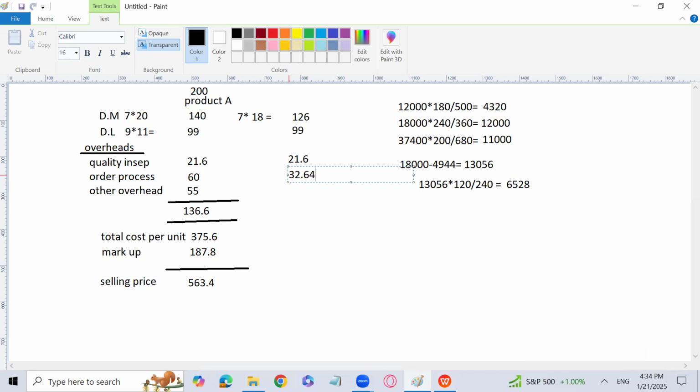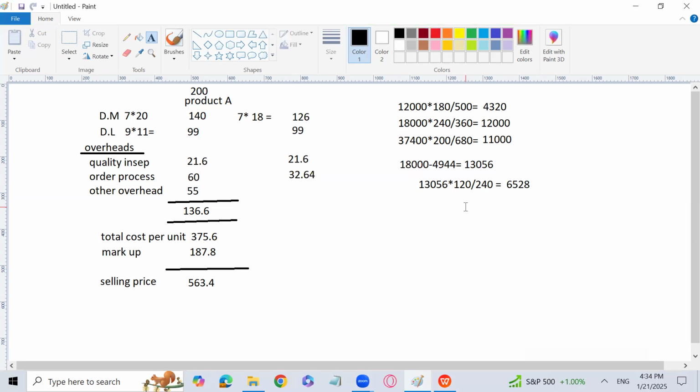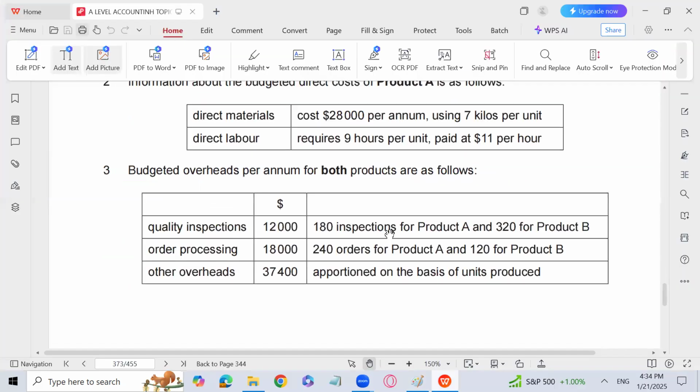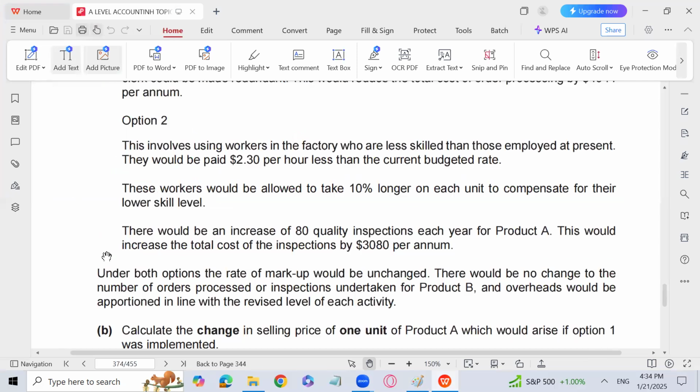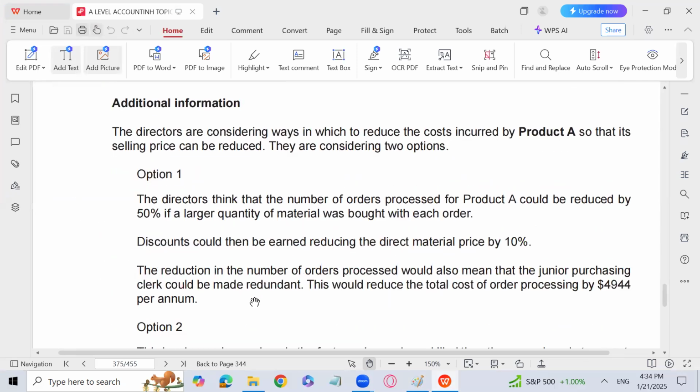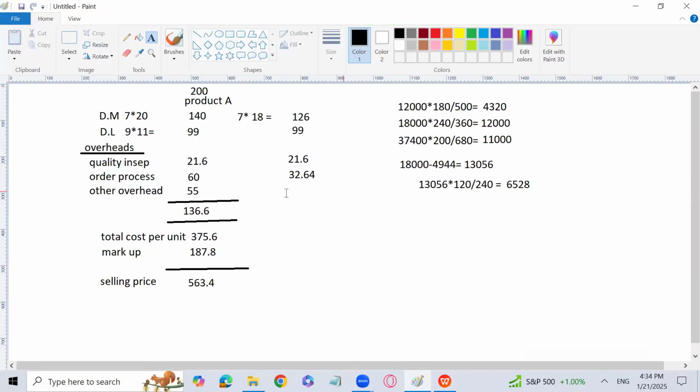If you don't know the method, the policy which we have adopted, going on a per unit basis from the very start, that's why this question looks not that difficult. It looks almost the same with a little bit of change. Otherwise, it becomes very difficult if you don't know how to calculate things on a per unit basis. Is there any change in other overheads? I don't think so. Other overheads will remain the same, which is 55.